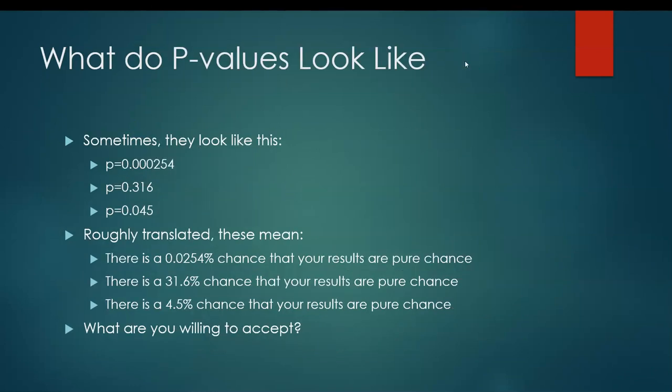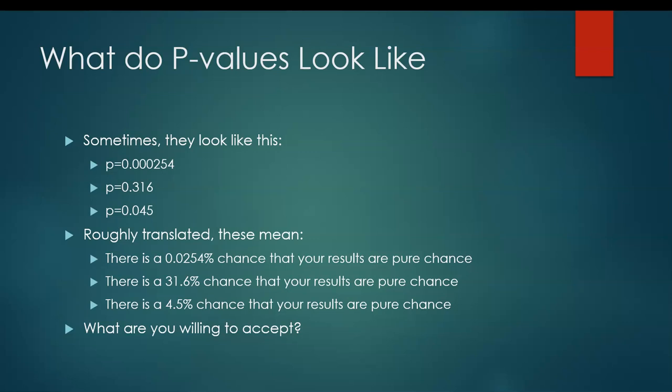So what do p-values look like? Well, sometimes they look like p equals 0.000254. That's a pretty good p-value, because that's a decimal, and if you adjust it to percentages, you're going to have about a 2.5 hundredths of a percent chance that your results are not useful.